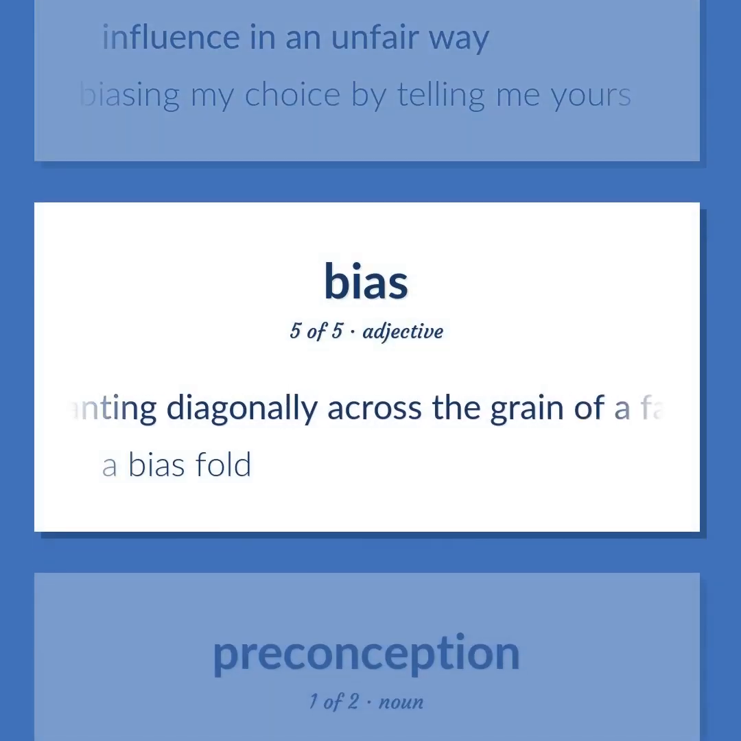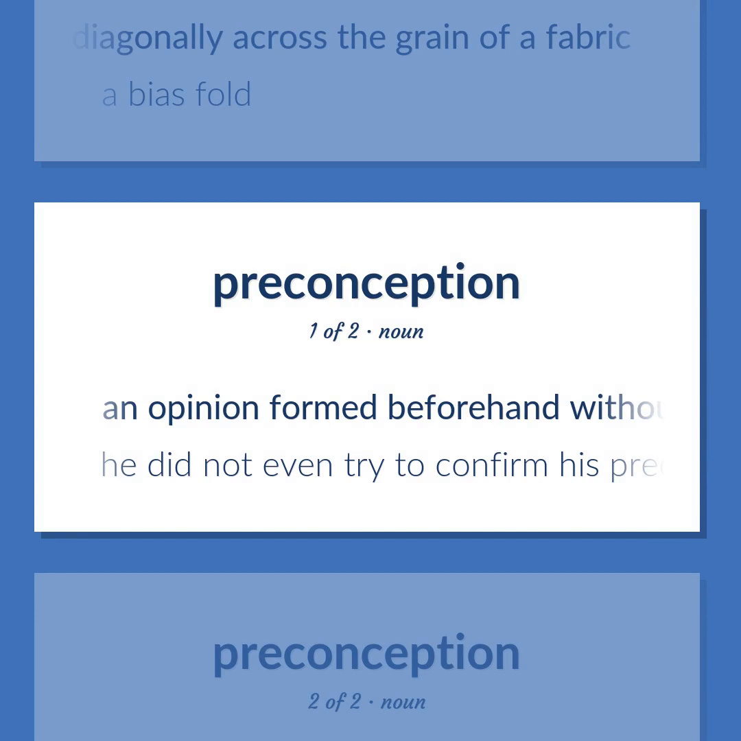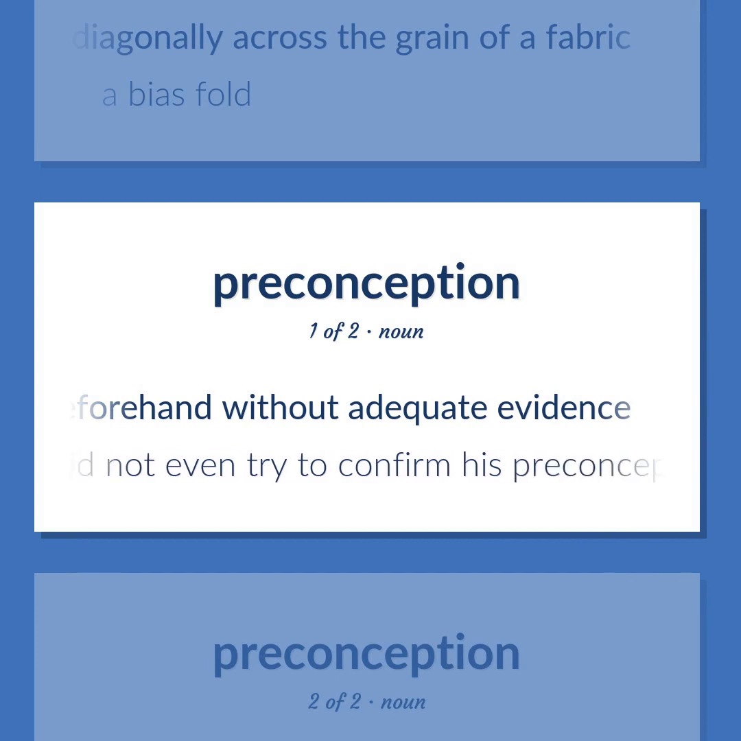Slanting diagonally across the grain of a fabric. A bias fold. An opinion formed beforehand without adequate evidence. He did not even try to confirm his preconceptions.